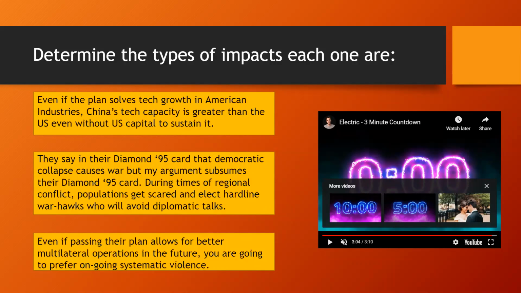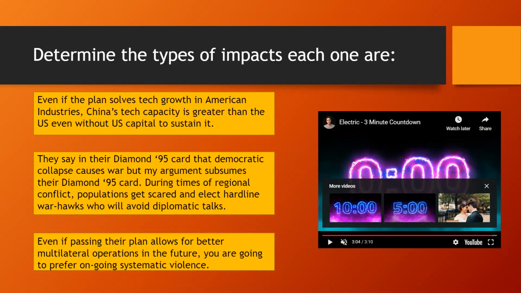But my argument of submission is their Diamond 95 card: during times of regional conflict, populations get scared and elect hardline warhawks who avoid diplomatic talks. So this shows that the person writing this, their case, their impact, creates the opposing team's impact. That's why this one was impact turn.